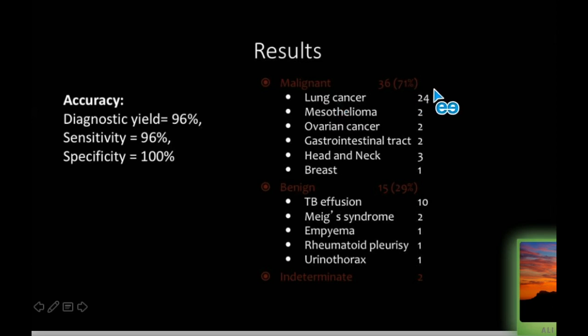24 of the patients had lung cancer-associated malignant pleural effusion, and the total malignant was about 71%, including head and neck and breast cancer. Now, it's unusual to see only one breast-associated effusion and 24 lung cancer, but Singapore has a different population group. Perhaps their smoking rates are very high as compared to ours and the neighboring country there.